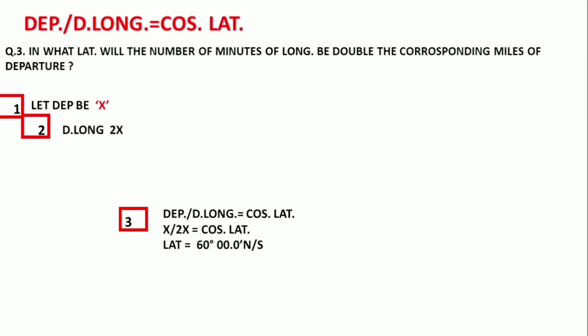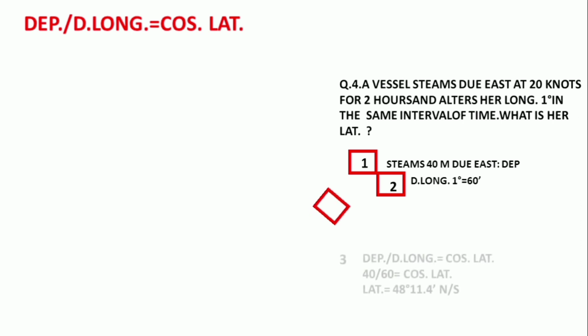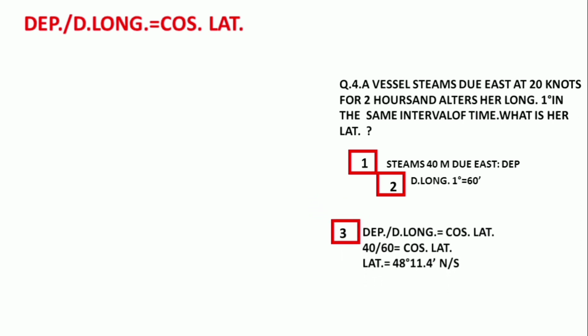Here it says a vessel is steaming due east at 20 knots for 2 hours. So when it is steaming due east, that means it is going along a latitude. So the distance covered by it is your departure. So that is 40 miles she has done due east. That is your departure. D.LONG has been given to me as 1 degree, that's 60 minutes. And this is my latitude here, north and south because it is possible in both the hemispheres.